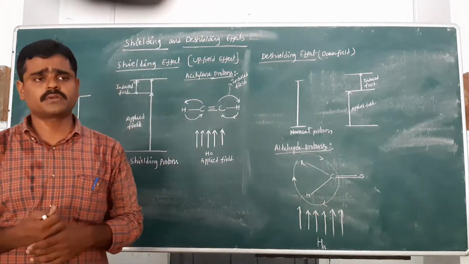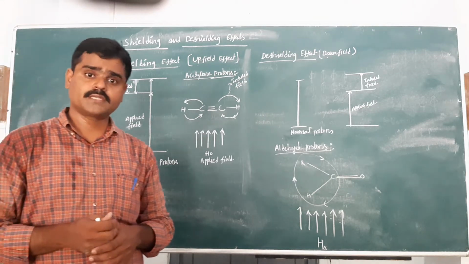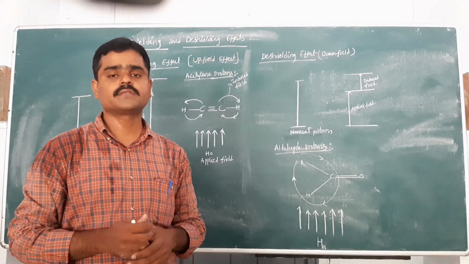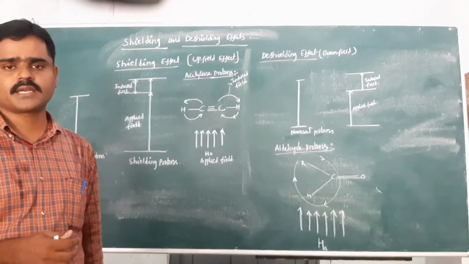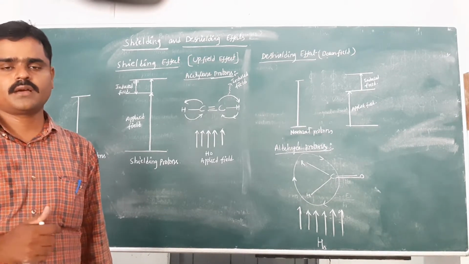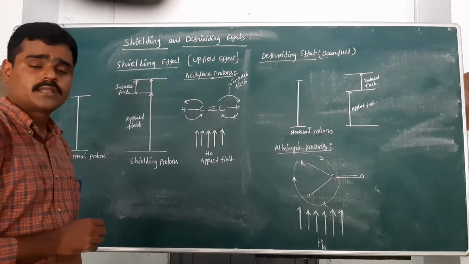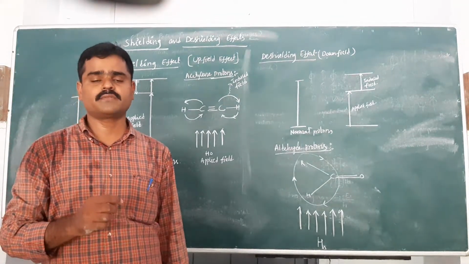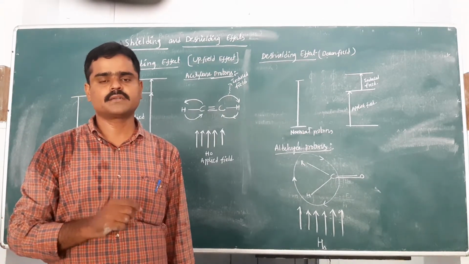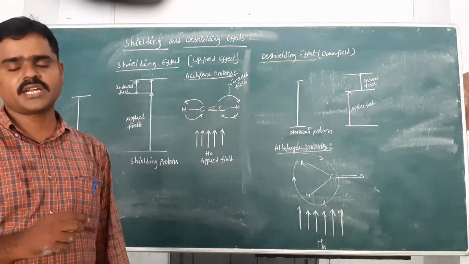You all know what NMR is, what the principle of NMR is, and what the chemical shift is. That means the position of the NMR signals can be expressed in terms of chemical shift. It is a very important parameter in NMR spectroscopy. In some compounds, the chemical shift value is different from the expected. Why does this happen? That can be explained with the help of the shielding and deshielding effect.